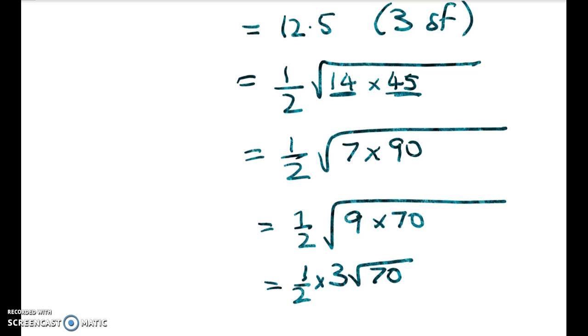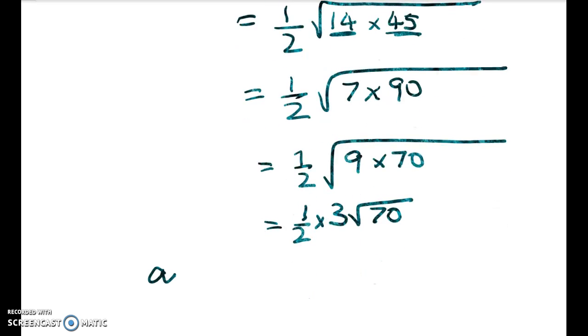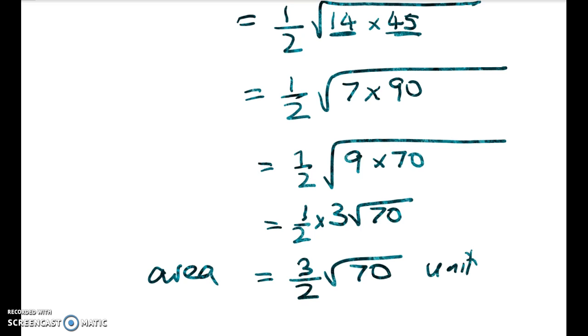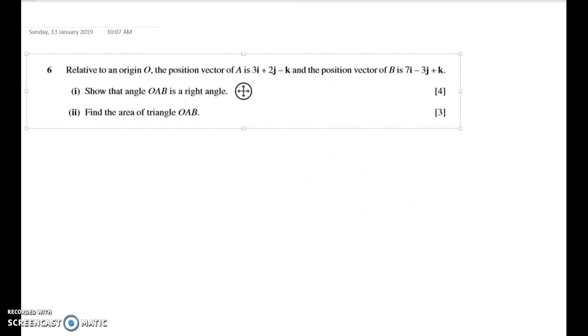So then that's my final answer, right? So the area, if I don't want to go with the 12.5 approximate answer, can be written more beautifully as 3 over 2 root 70, and it's units squared. Okay, so if you're still watching, congratulations. I'm going to do the Pythagoras way now because I think it's pretty cool.